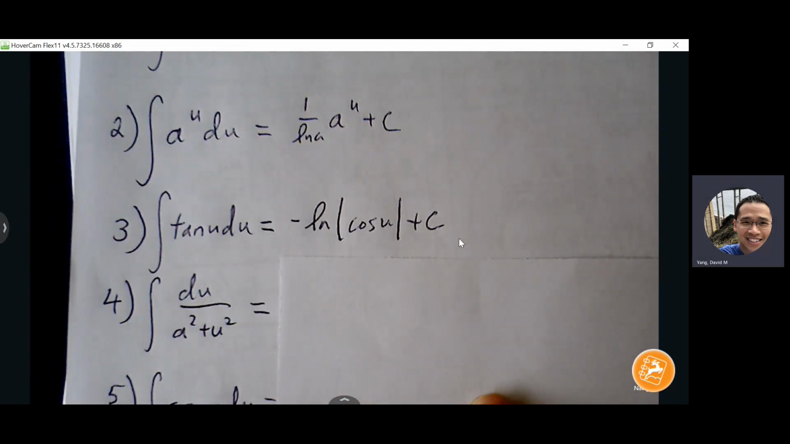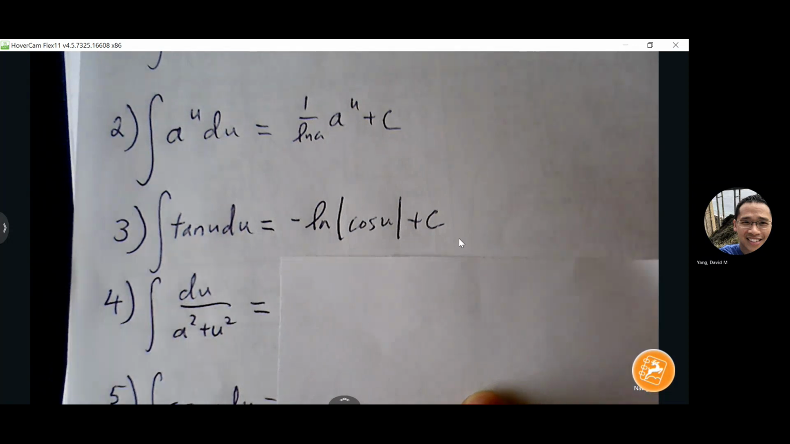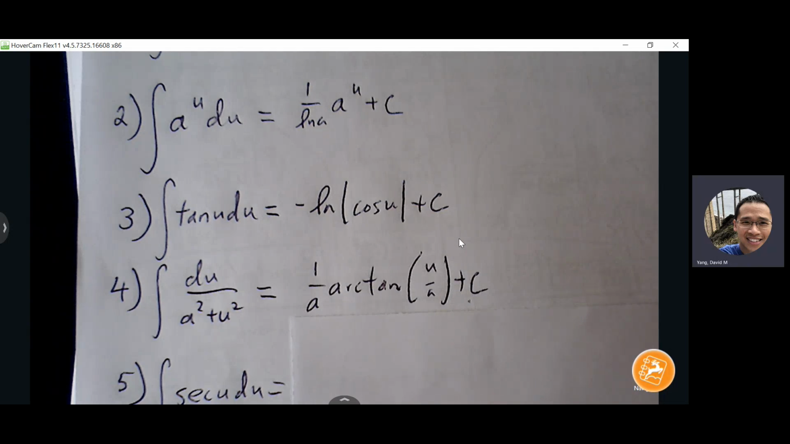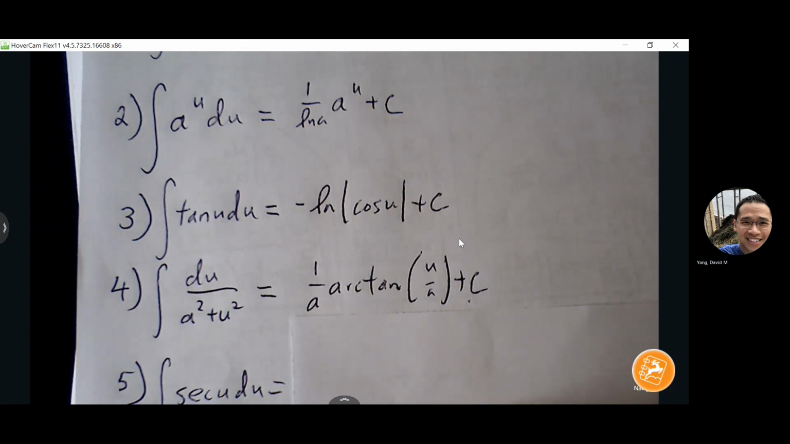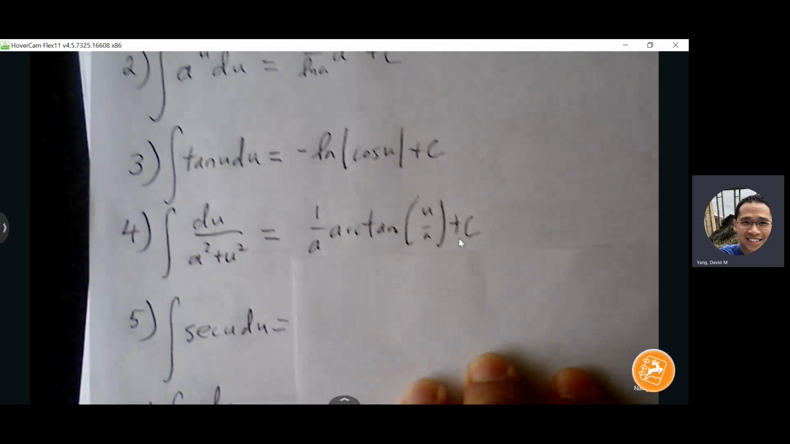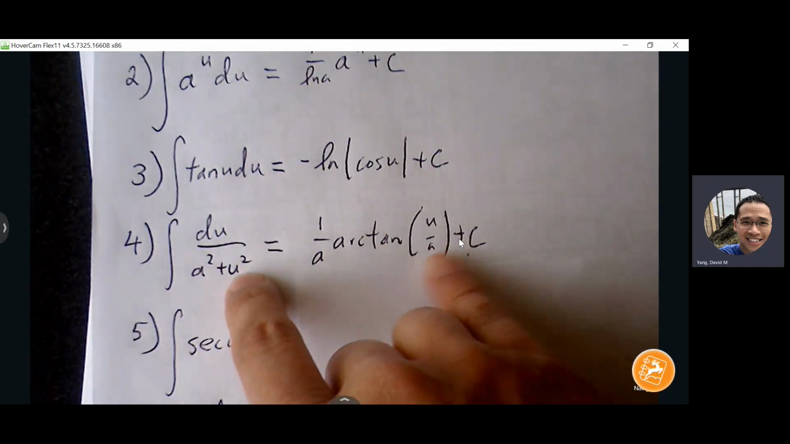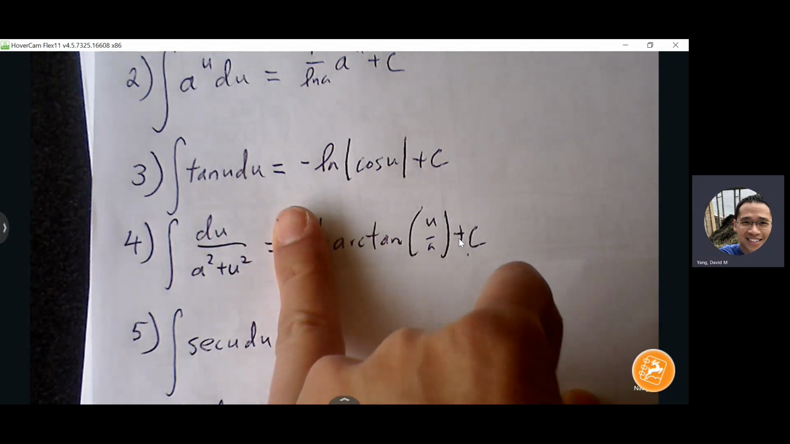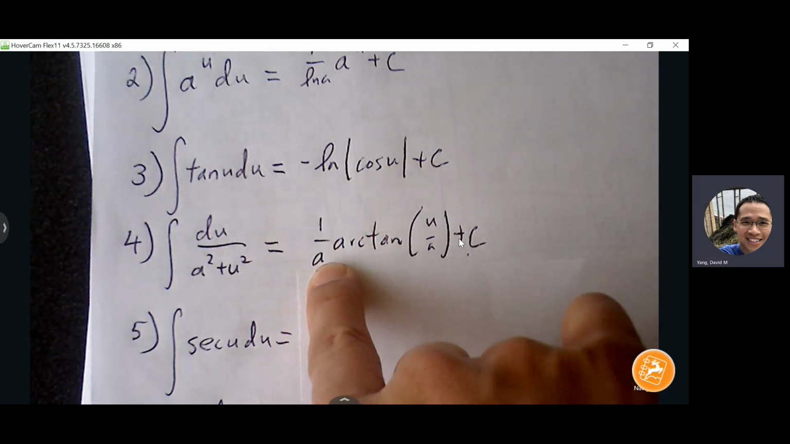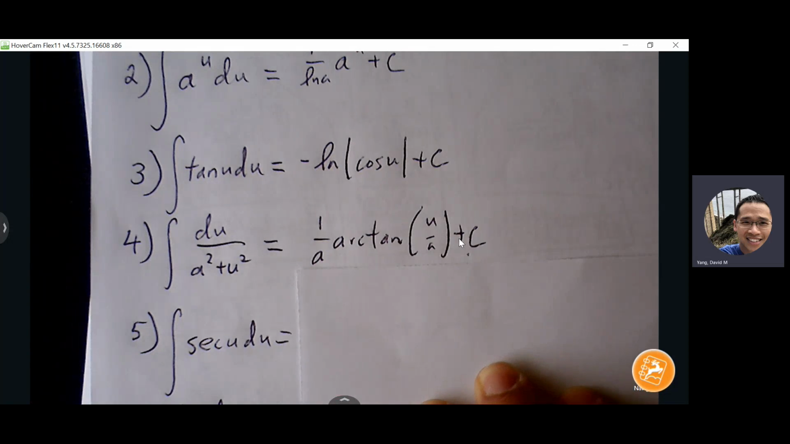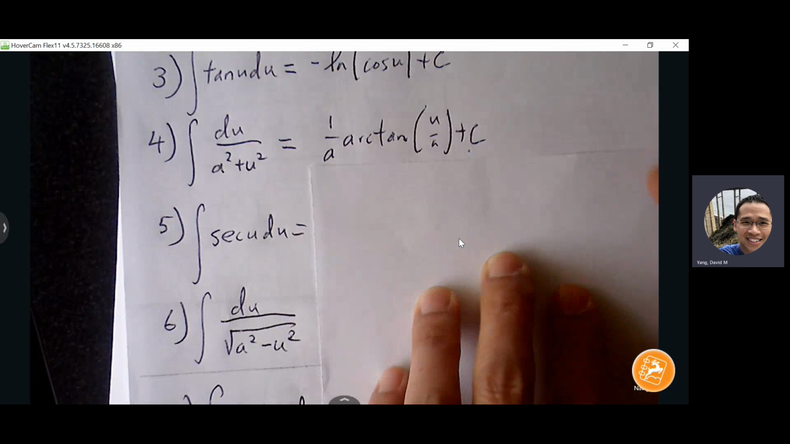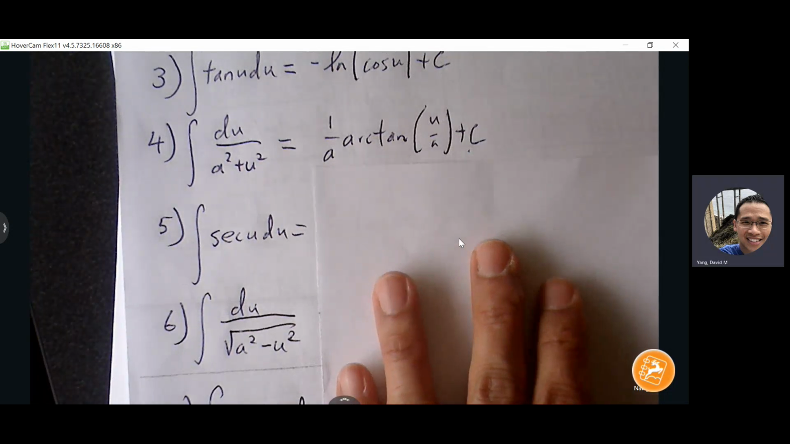Right? du over a squared plus u squared. Yep, arctan, yep. Most of the arc trig has 1 over a except for what? Arcsine. Yeah, arcsine has no 1 over a in front, but arctangent and arcsecant do. Okay, secant u, also one of our newer ones involving natural log. Natural log, absolute value. Yeah.